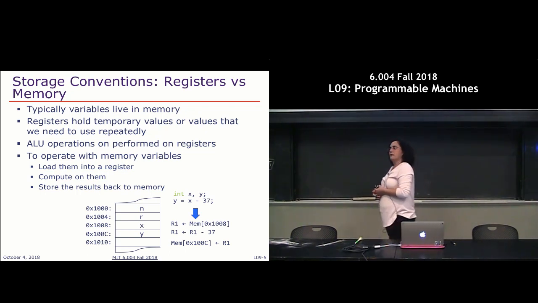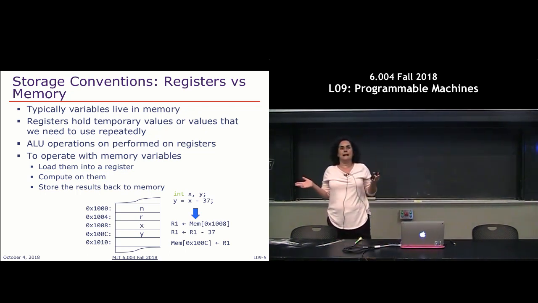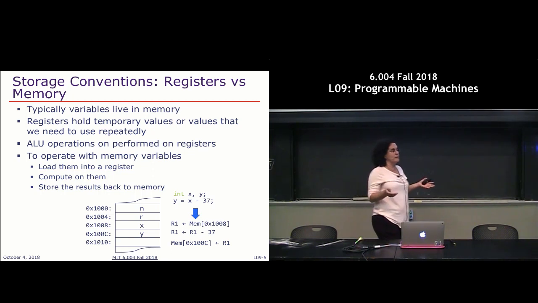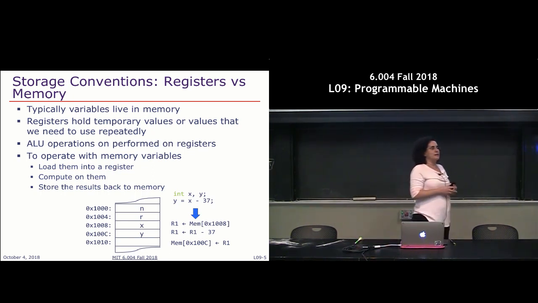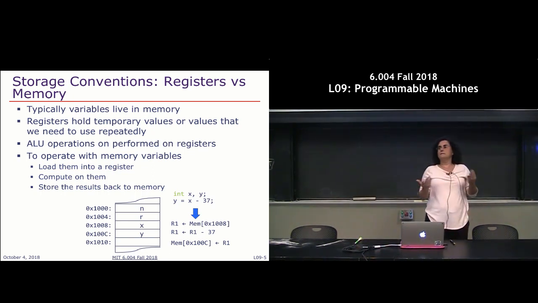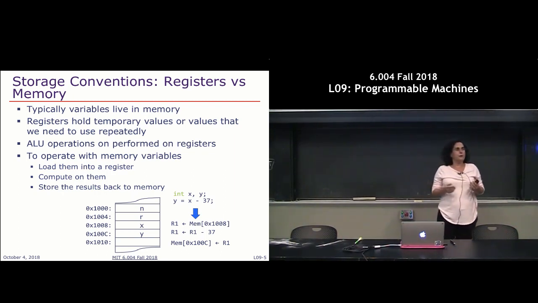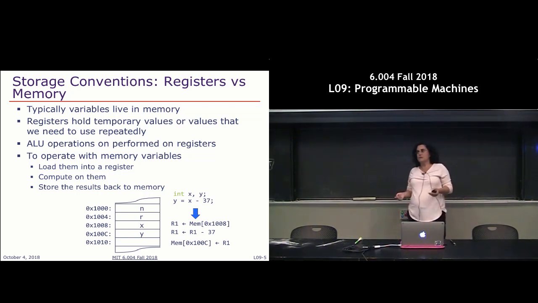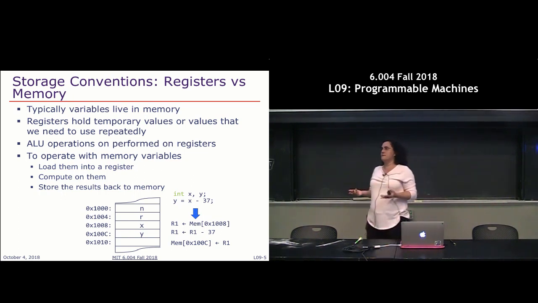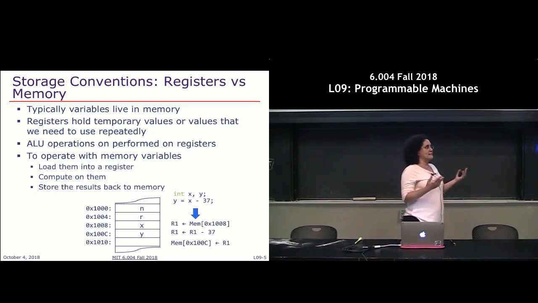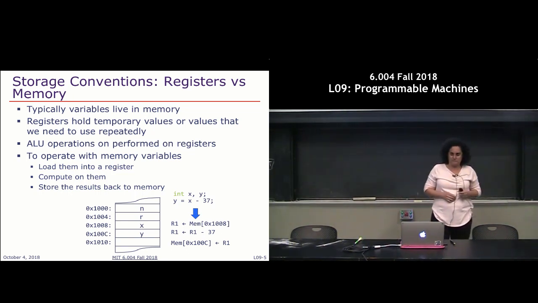Okay, so far we've been using registers for any storage. Now we want to change our conventions a little bit, because we only have a limited number of registers. So if you have a program, you can think of your variables as living in your main memory, and your registers are going to be used to store temporary values, or values that you want to access repeatedly.